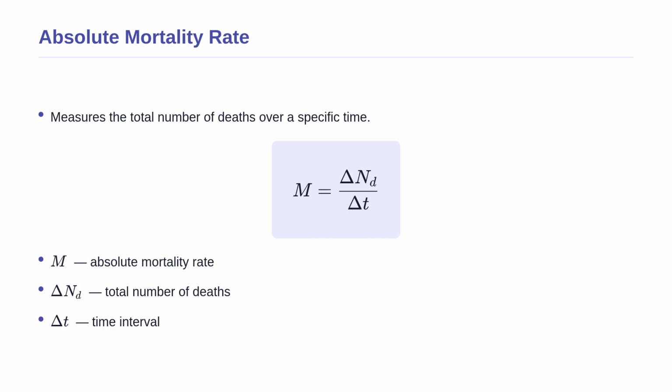If the number of deaths increases while the time period remains the same, the mortality rate M will increase, indicating a higher, more rapid loss of life in the population. This metric helps ecologists track the immediate intensity of a die-off.